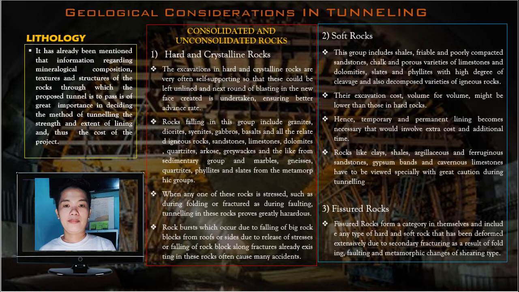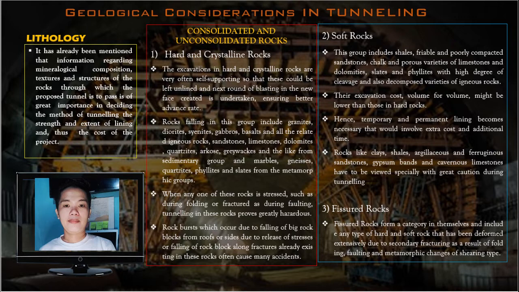Soft rocks include shales, friable and poorly compacted sandstones, chalk and porous varieties of limestones and dolomites, slates and phyllites with high degree of cleavage, and also decomposed varieties of igneous rocks. Their excavation cost, volume for volume, might be lower than those in hard rocks. Hence, temporary and permanent lining becomes necessary that would involve extra cost and additional time.